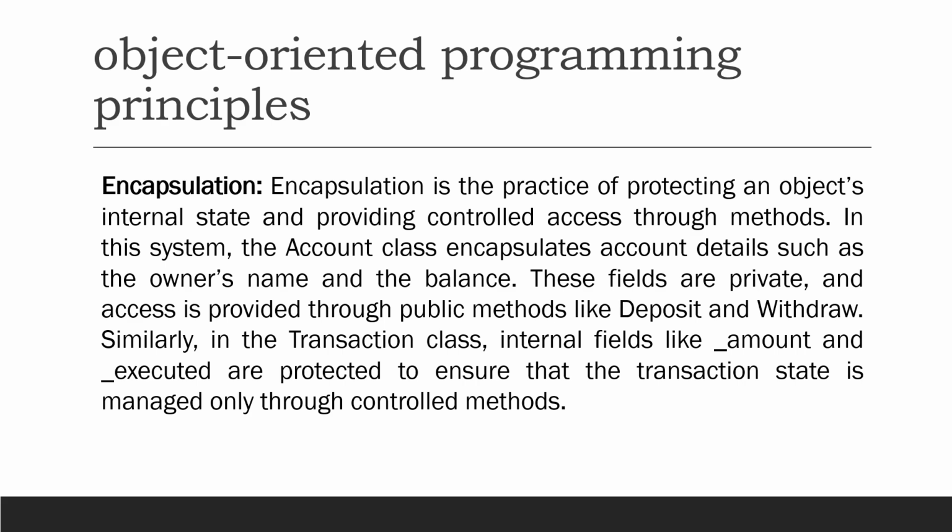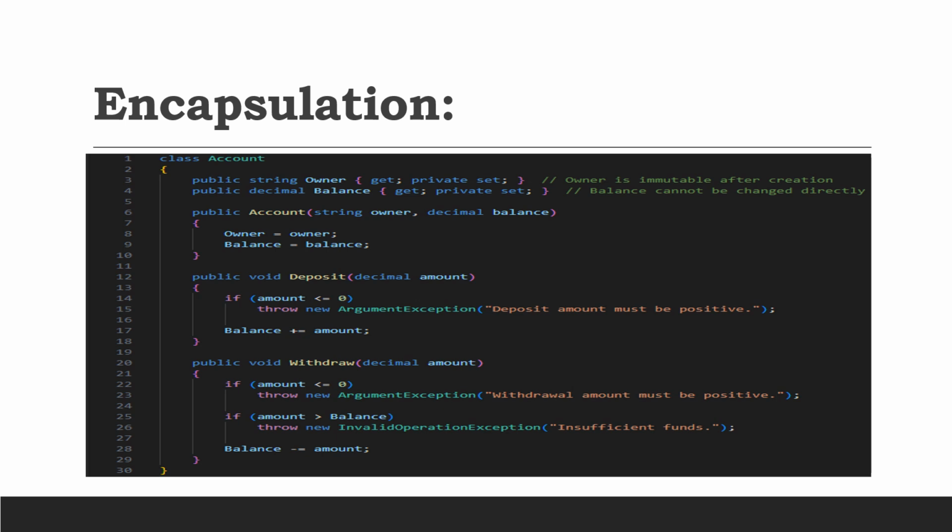Now let's go to the example. Here, look at the example. The account class keeps the balance private and provides methods like deposit and withdrawal to modify it safely. And the balance is set private because direct modification from outside the class is not allowed. And that is how the deposit and withdrawal ensure valid values.